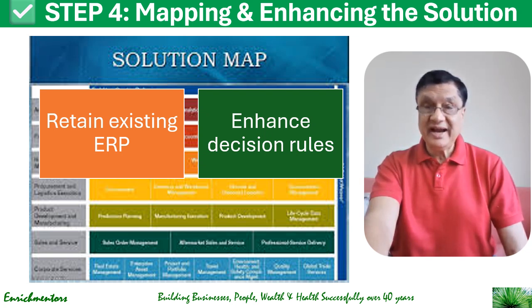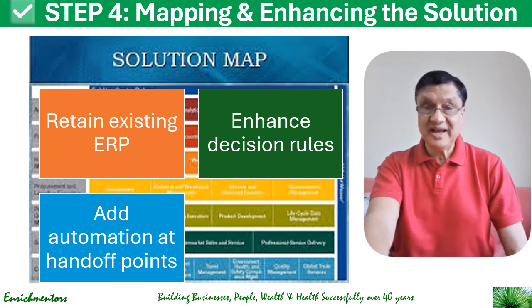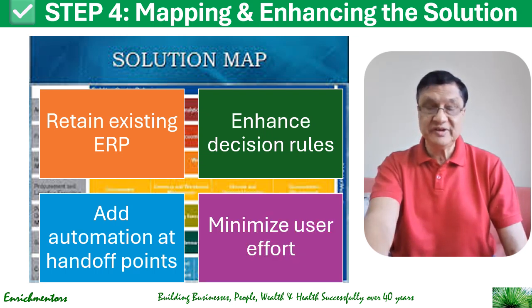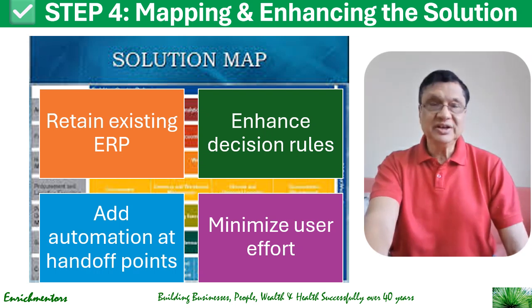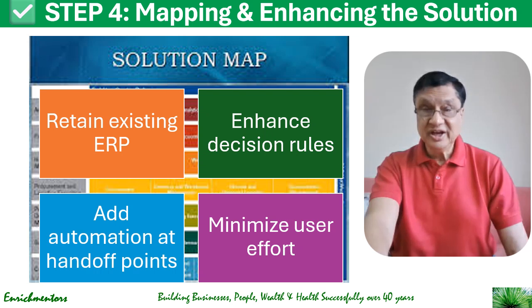They could add automation at the handoff point so that the delayed handoff doesn't happen. And they minimized user effort so that user adoption happens. So she figured out in solution mapping what to keep and what to enhance, right? And she explicitly documented what the solution will not do and why certain requests were deferred. Here, the design principle for us is that a good solution says no clearly and early, so that it is clear between you and your client what the solution will deliver and what it will not.